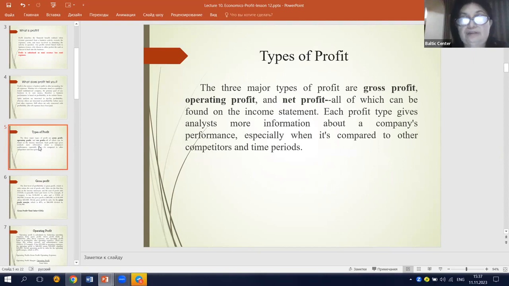Types of profit. There are three major types of profit: gross profit, operating profit, and net profit, all of which can be found in the income statement. Each profit type gives analysts more information about the company's performance, especially when compared to competitors over time periods. Okay, so we'll start with gross profit.